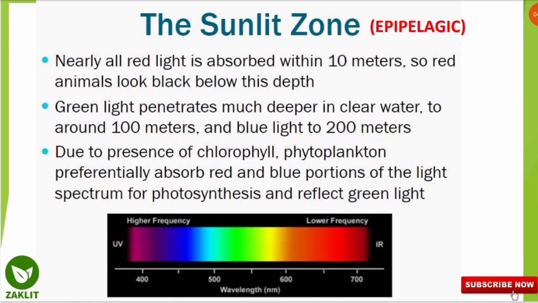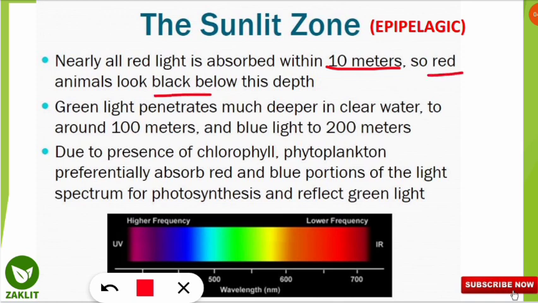Nearly all the red light is absorbed within the first 10 meters of this sunlit zone. So red animals look black below this depth. After this there is no red light, so the organisms look black below that. Then the green light penetrates much deeper in clean water, to around 100 meters. These things are also very important, and small things like this can be asked in the exam.